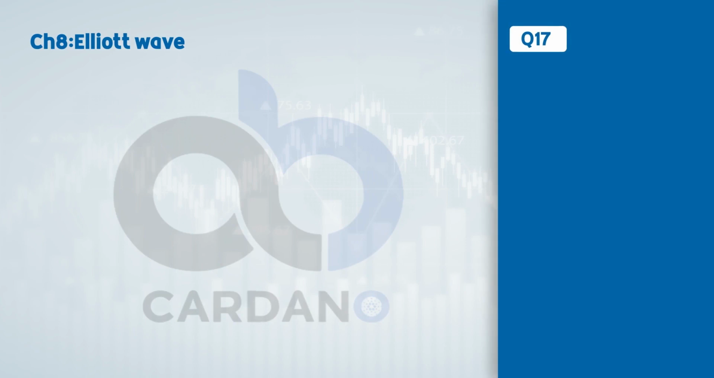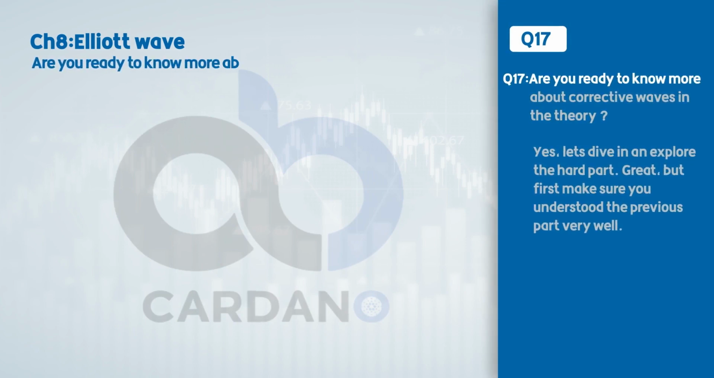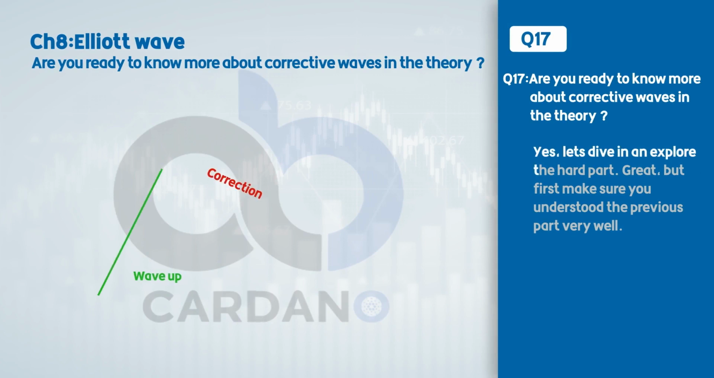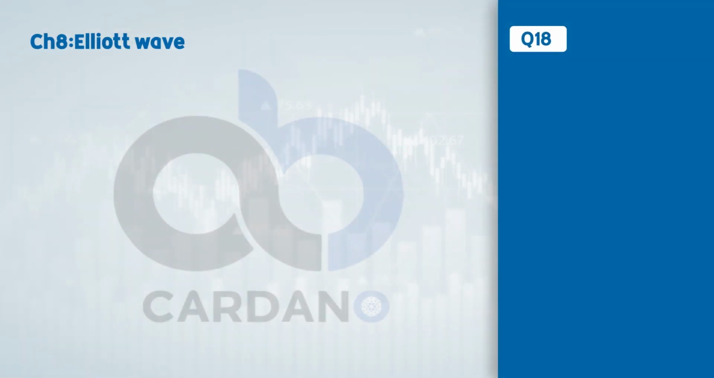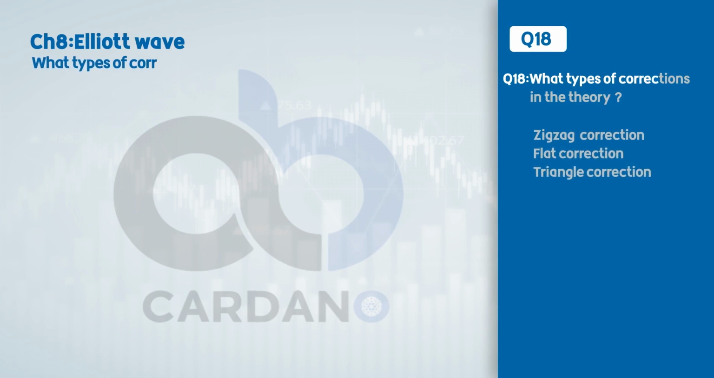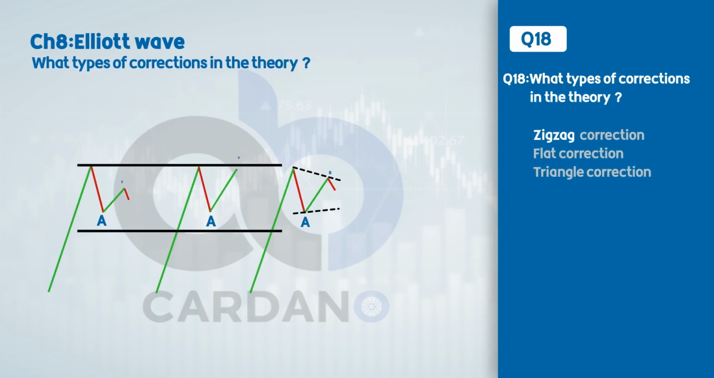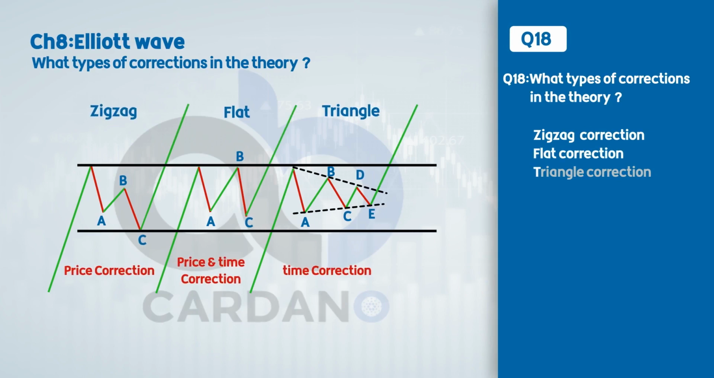Question number 17. Are you ready to know more about corrective waves in the theory? The answer is yes. Let's dive in and explore the hard part. Great. But first make sure you understood the previous part very well. Question number 18. What types of corrections are in the theory? The answer is zigzag correction, flat correction, triangle correction.